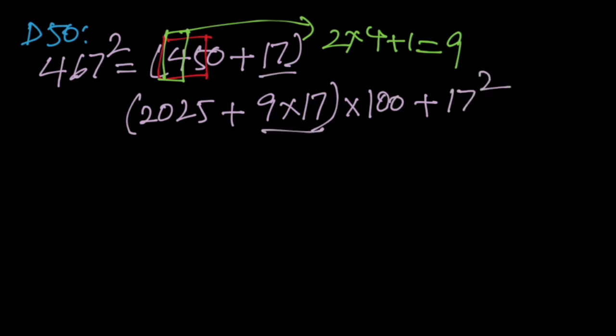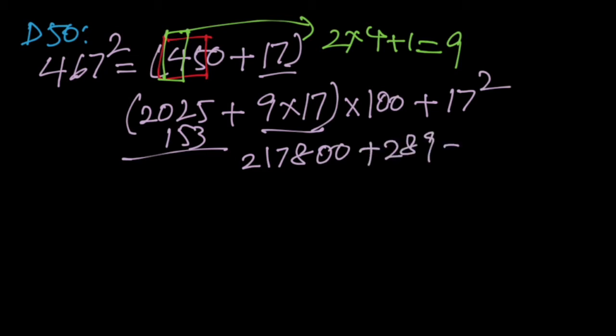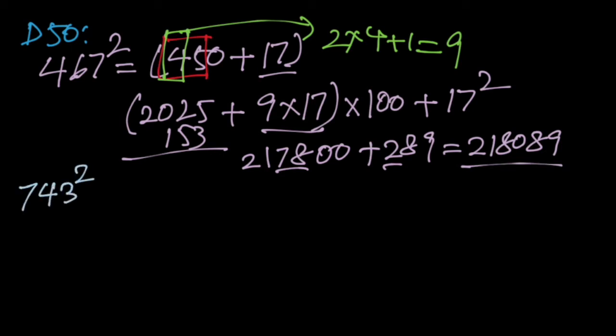So, this thing is 153. So, we get 2178 and then hundreds plus 289. So, we get this will become 80. So, 218089.